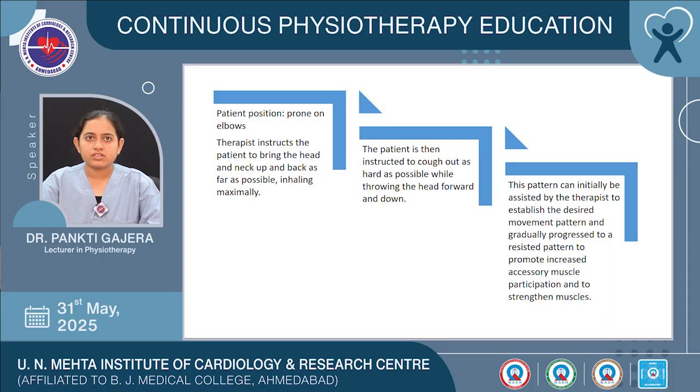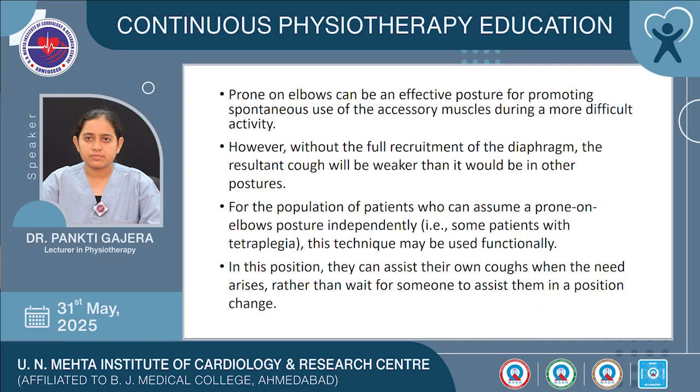In technique, patient position is prone on elbows. The therapist instructs the patient to bring head and neck up and back as far as possible, inhaling maximally, that is the extension phase. The patient is then instructed to cough out as hard as possible while throwing head forward and down, that is the flexion phase. This pattern can initially be assisted by the therapist to establish the desired movement pattern and gradually progressed to a resisted pattern to promote increased accessory muscle participation and to strengthen muscles.